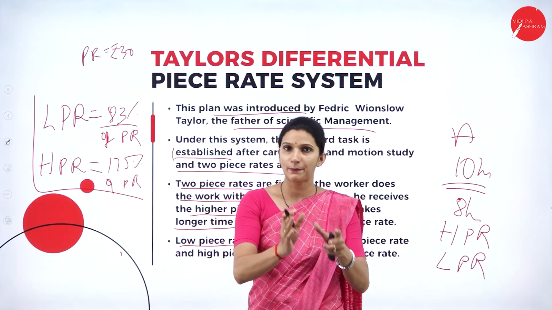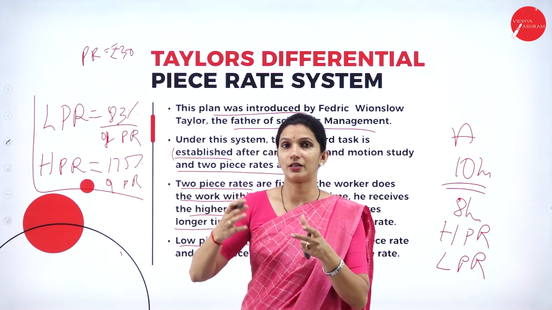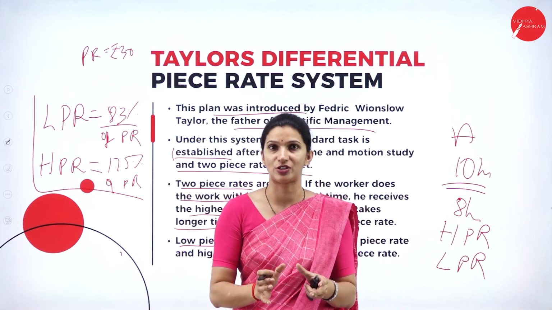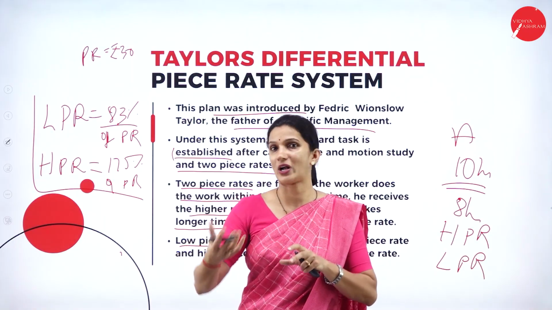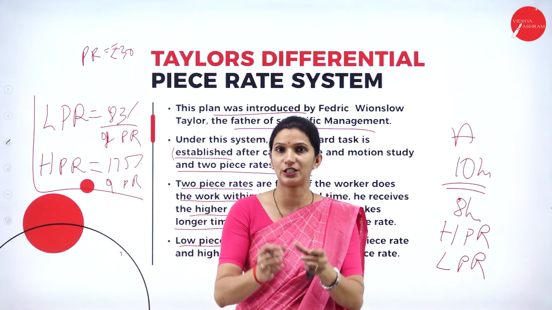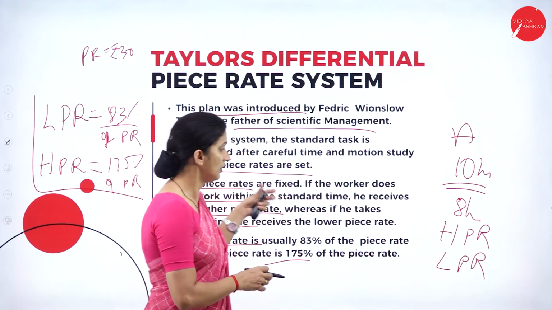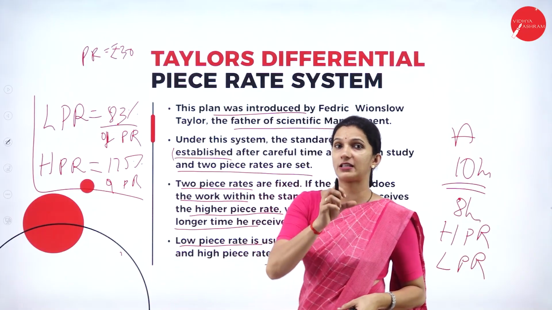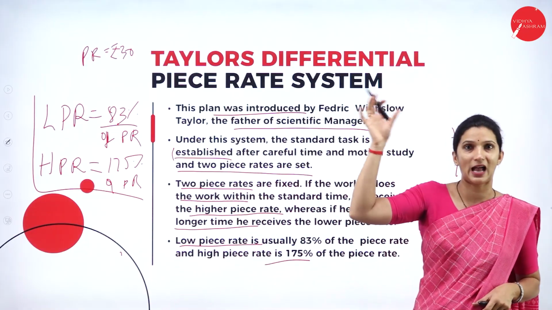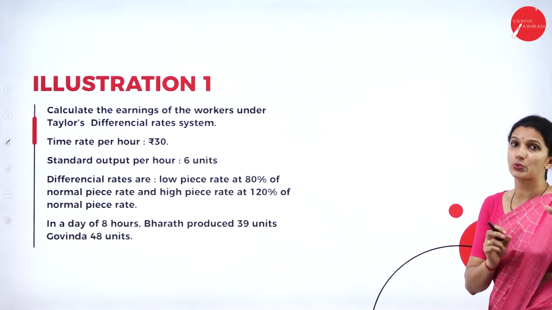piece rate. Suppose in the question these percentages are mentioned, for example, low piece rate is 80%, high piece rate is 120%, that time we need to take whatever percentage is given in the question. So this is the overall idea about Taylor's differential piece rate system, where he gives us two standards, one is the high piece rate, another one is the low piece rate. So now we'll see one question.